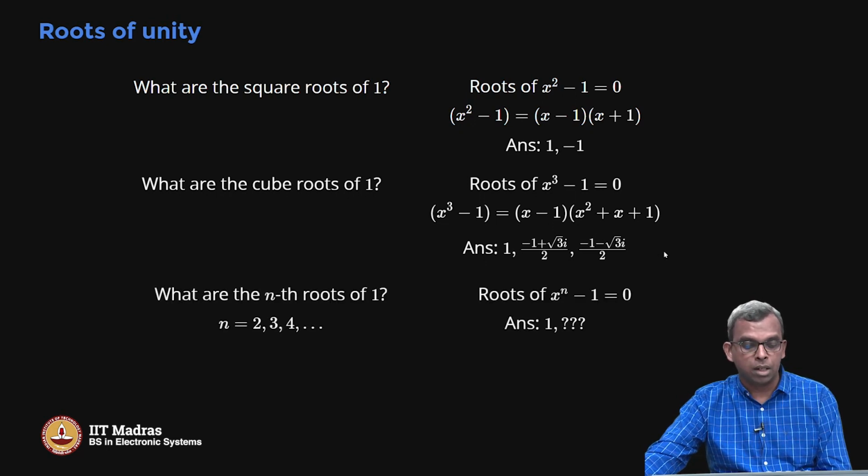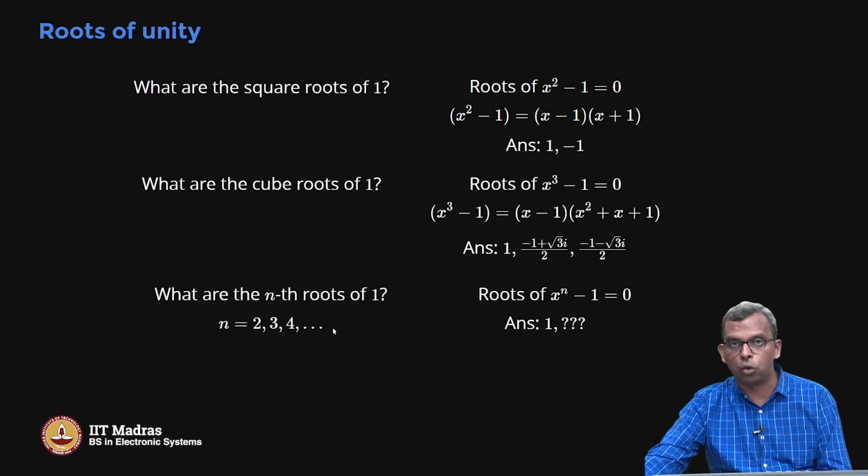Now I may want to generalize: what are the nth roots of 1? And instead of just stopping at 3, I might want to go 2, 3, 4, 5, 6, 7, 8, and so on, 200, 300, whatever. I mean, keep going with them. The answer at one level is very simple. It's basically roots of x power n minus 1. I am able to find one root quite easily, which is 1. What about the other roots? It seems like some complicated equation may come, I may not be able to solve it.